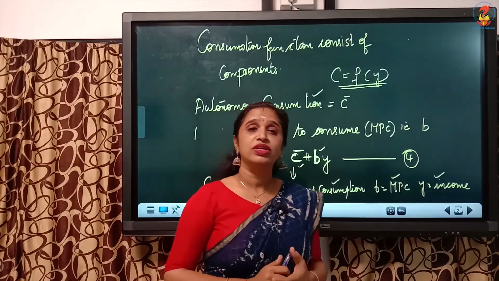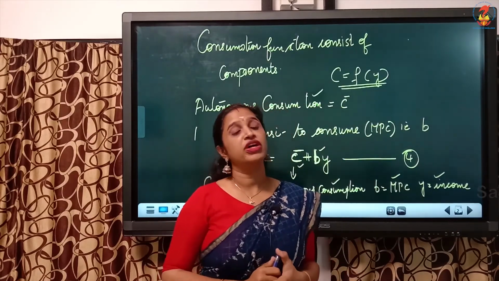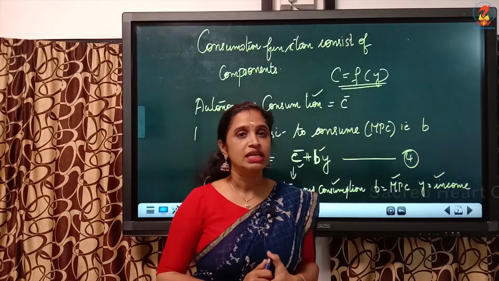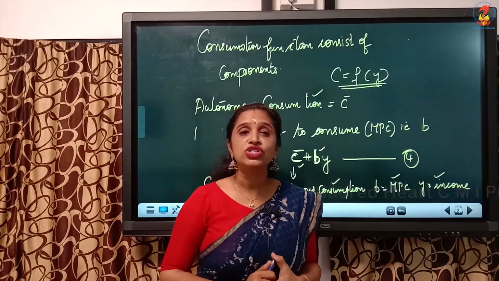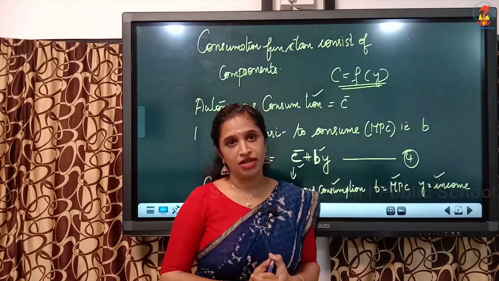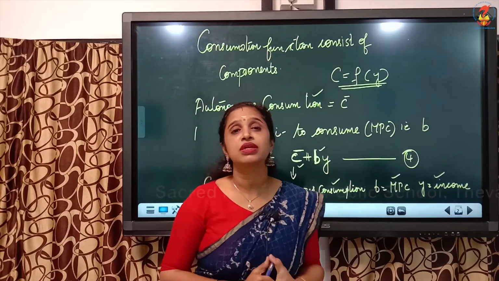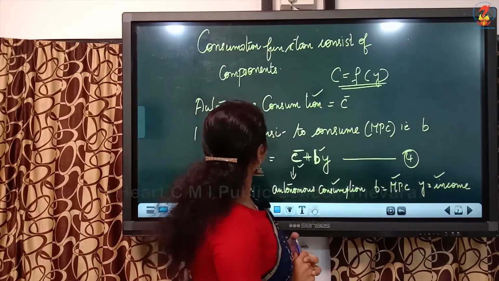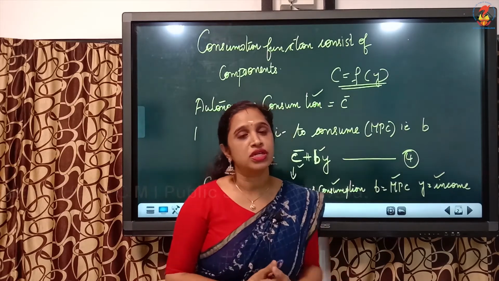Now you know the equation of the consumption function is written as C is a function of Y, which means that consumption depends on the income level. When income increases, consumption also increases. Now there are two aspects of this consumption function.